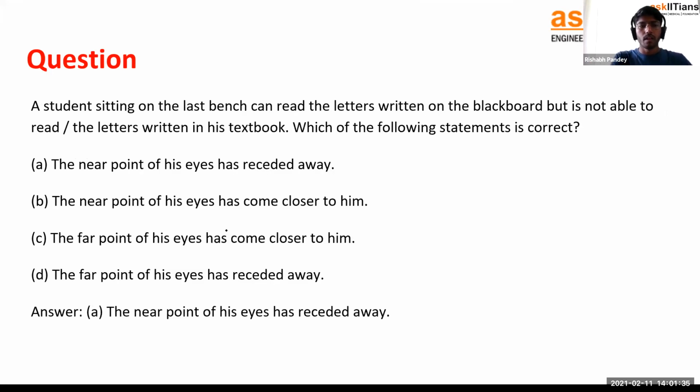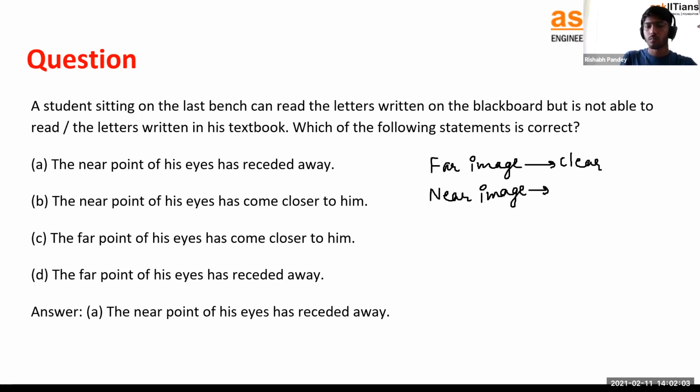The next question: a student sitting on the last bench can read the letters written on a blackboard but is not able to read the letters written in his textbook. Which of the following statements is correct? That means far images are clear in this situation, but near images are blurred.